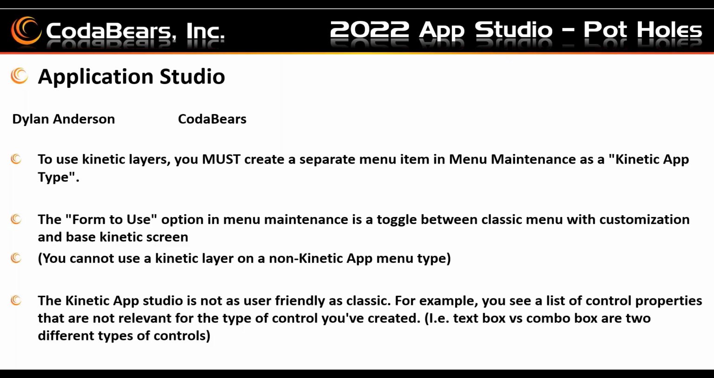And the form to use option in menu maintenance is a toggle between classic menu and customization and base Kinetic. You can't use the Kinetic layer on a Kinetic app menu type. So if it is classic, you can't pick the Kinetic layer. You can only pick customizations that were made in classic. If it's a Kinetic app, you only see the different layers that were put in Kinetic. So this is kind of limiting, I would say, what you have access to pick there. And this, I would say, is probably a little safer.